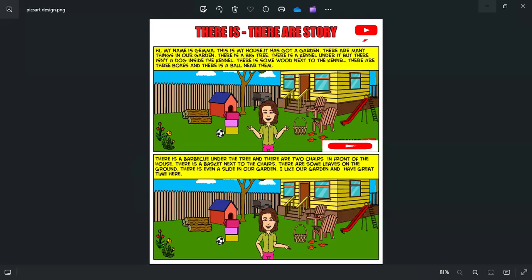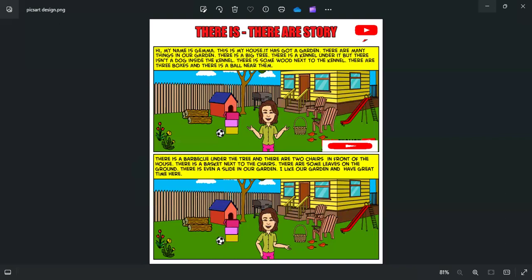Two chairs are also there in front of our house. Because chairs, there are two. If it were one, she could have said there is one chair in front of her house. But here there are two chairs. So that's why she's explaining: there are two chairs in front of her house.